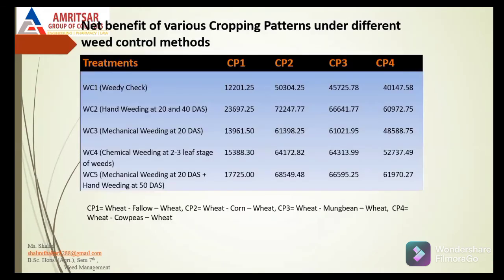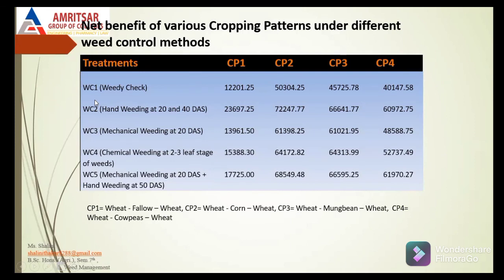So this is the net benefit of various crop patterns under different weed control methods like weedy check and hand weeding. Here at the bottom you can see CP1, that is wheat fallow wheat. Fallow means we haven't grown any kind of crop there. Then CP2 is wheat, corn, wheat. CP3 is wheat, mung bean, wheat. Then CP4 is wheat, cowpea, wheat.